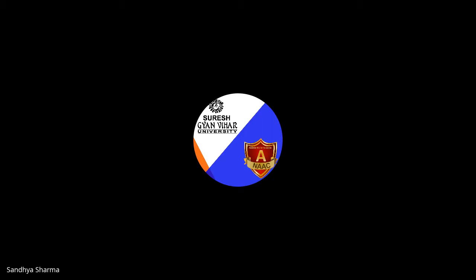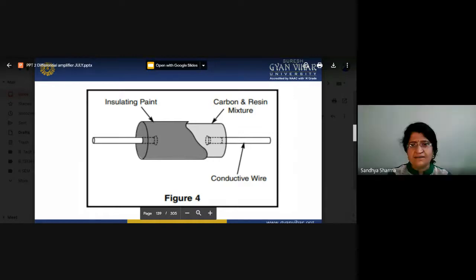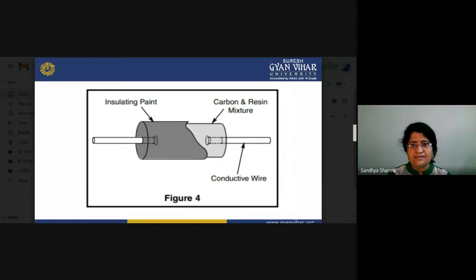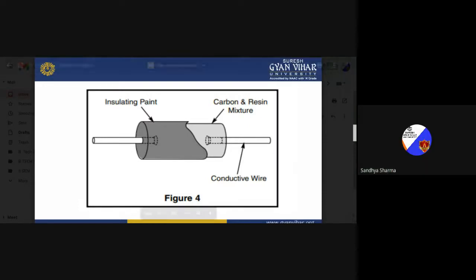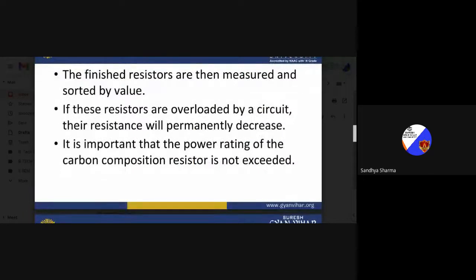The body of the resistor is then painted with an insulating paint to prevent it from shorting if touched by another component. So we provide that by a painting process. You can see here this is the carbon and resin mixture, there is an insulating paint, and this is the conductive wire. The finished resistors are then measured and sorted by value.